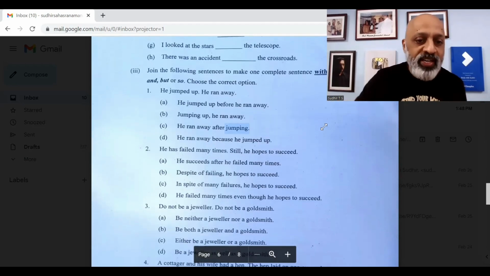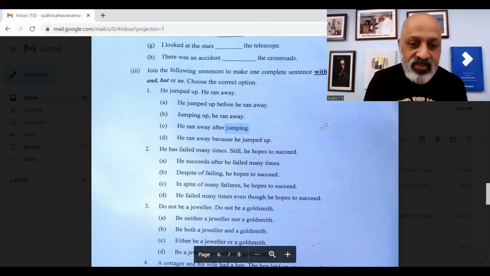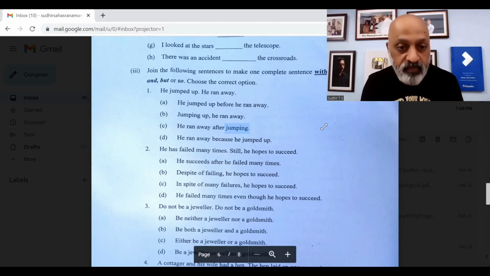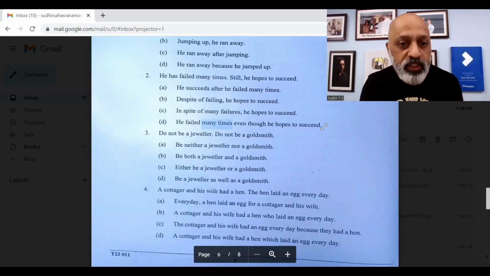The second one, he has failed many times, still he hopes to succeed. The correct one is 3, in spite of many failures, he hopes to succeed. The third one, do not be a jeweler, do not be a goldsmith. The correct option is A, be neither a jeweler nor a goldsmith.